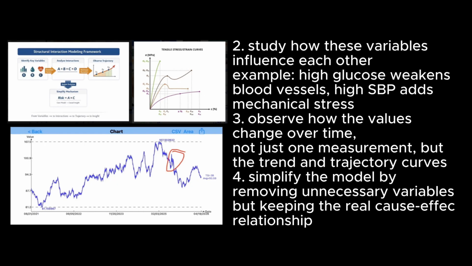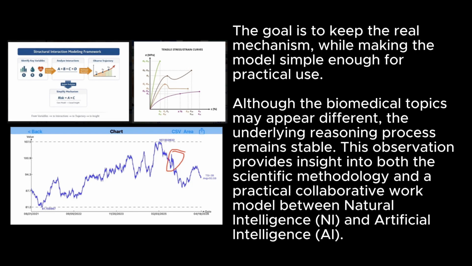2. Study how these variables influence each other. Example: high glucose weakens blood vessels, high SBP adds mechanical stress. 3. Observe how the values change over time, not just one measurement, but the trend and trajectory curves. 4. Simplify the model by removing unnecessary variables but keeping the real cause-effect relationship. The goal is to keep the real mechanism while making the model simple enough for practical use.